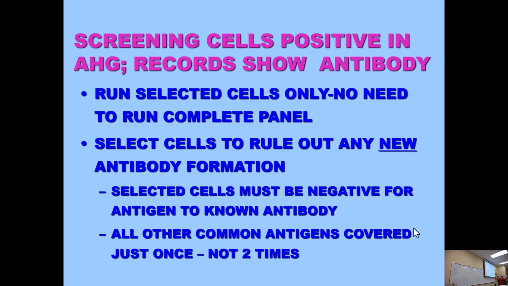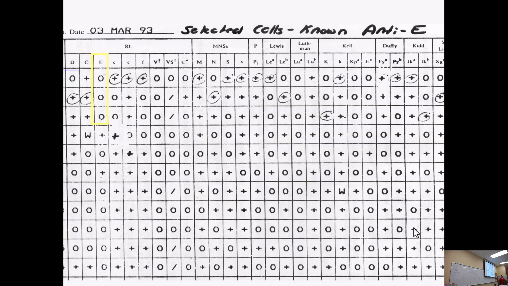So then we pick the select cells negative for the antigen of the known antibody, which is big E in this situation, but all other common antibodies must be covered just once, or it depends on where you're at. Some sites you only have to get one more homozygous cross-off, you don't need the two. Some sites you still need the two, depending on where you're at. But you don't have to run the ones positive for E because you know the E is there. So why waste those cells? Why waste your time on those? Just focus on the E negative cells to make sure you rule everything else out.